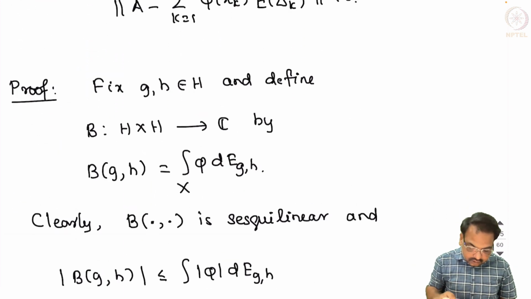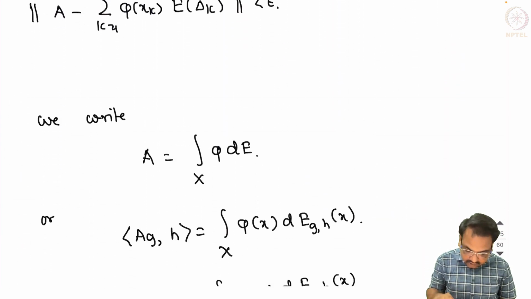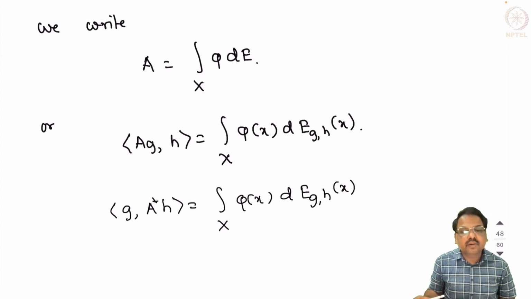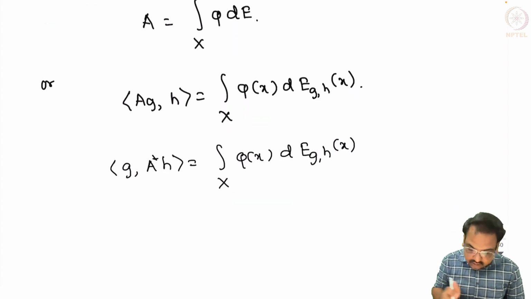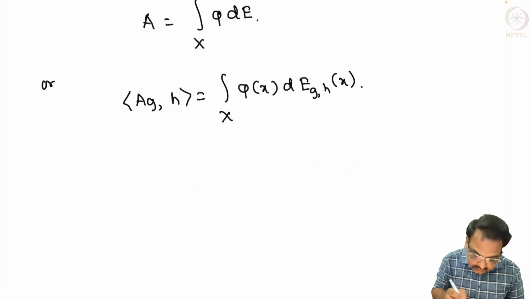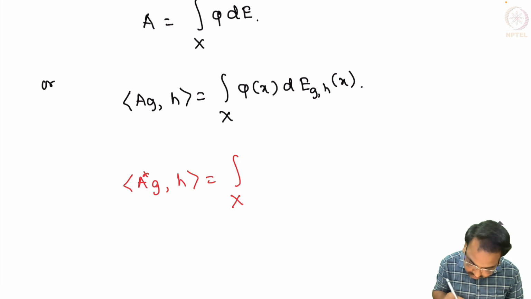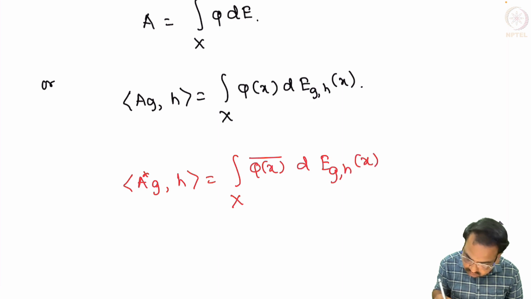Okay, so now once we get this result, we were able to define A as the integral of φ dE, or in other words, the inner product of Ag with h is nothing but the integral over X of φ(x) d E_{g,h}(x). And from this we can also find out what the adjoint is. So we can also show that the inner product of A*g with h is the integration over X of φ-bar(x) dE_{g,h}(x).